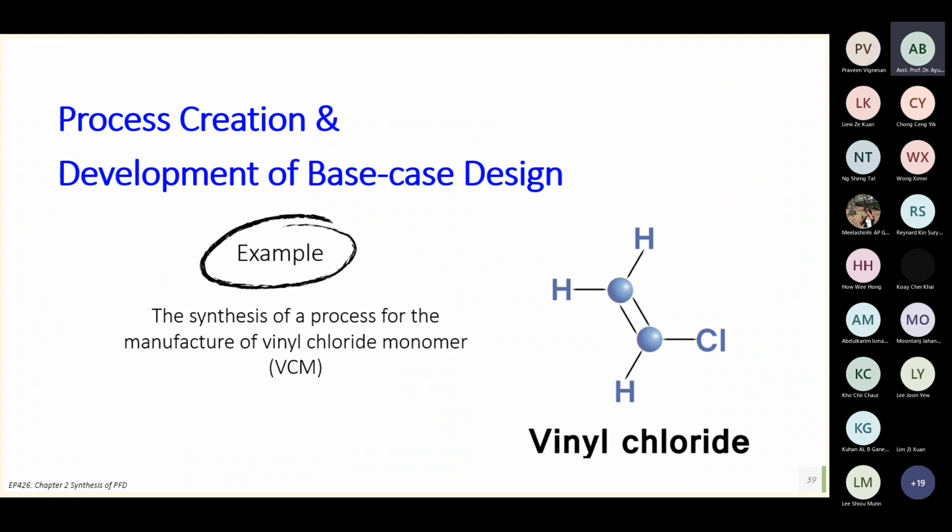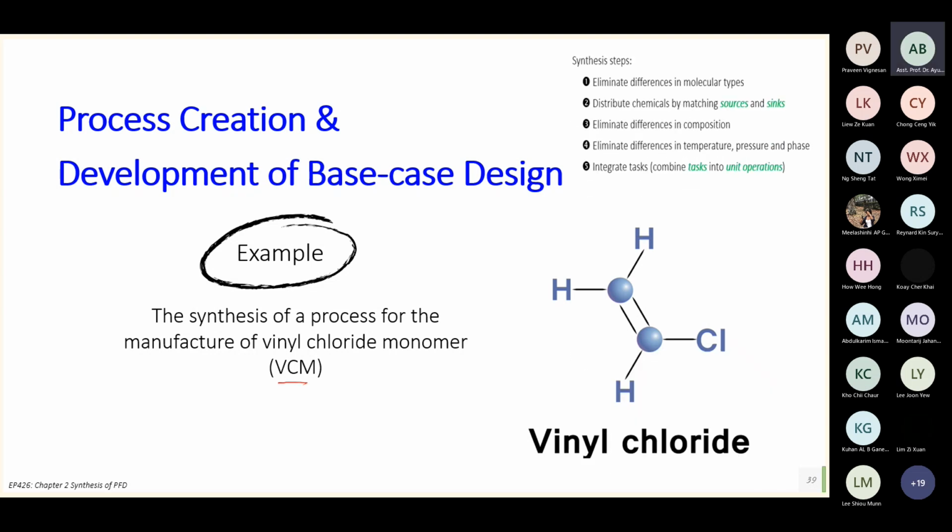Perhaps you can develop a basic process flow. For example, over here, process creation and development of the base case using VCM manufacturing. This one I skip a few slides because those slides are repeated from chapter 1. The slides before this one we have discussed earlier in chapter 1. Now this is the synthesis step.